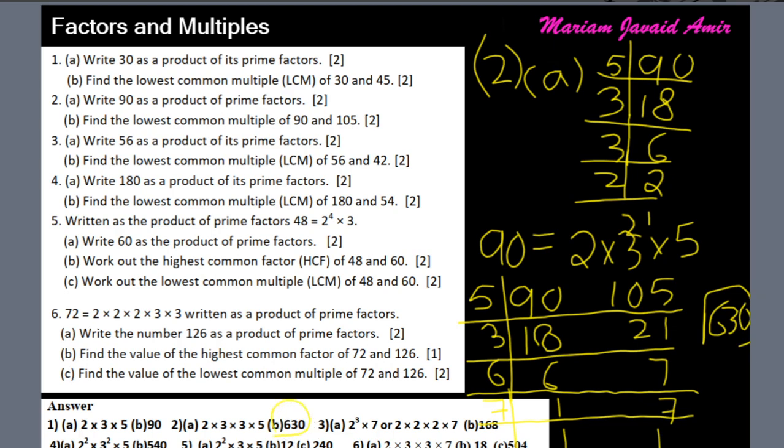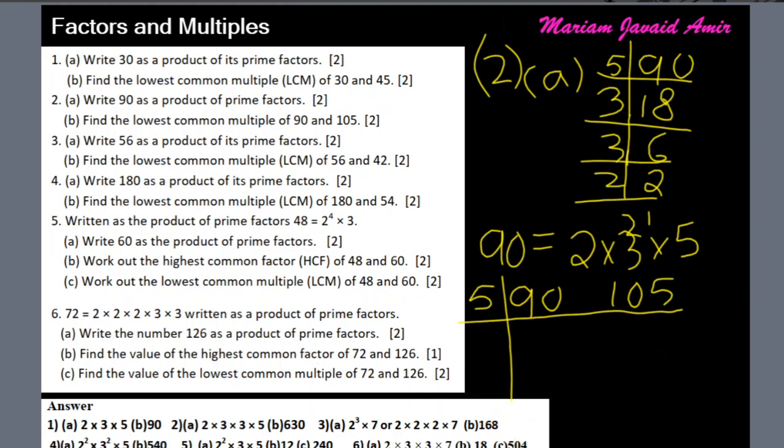Alright, so we've learned another method as well in the last part in 1B, so let's use that method as well. Now I can find the LCM by finding the prime factors for 105 first.